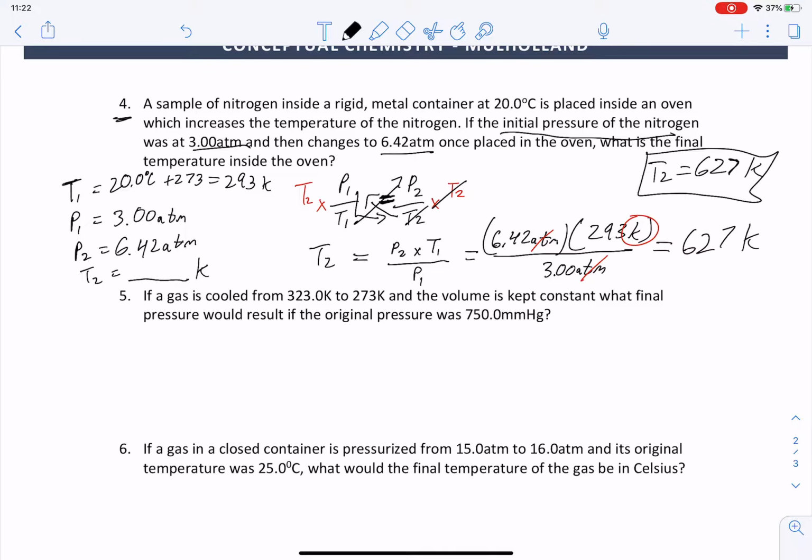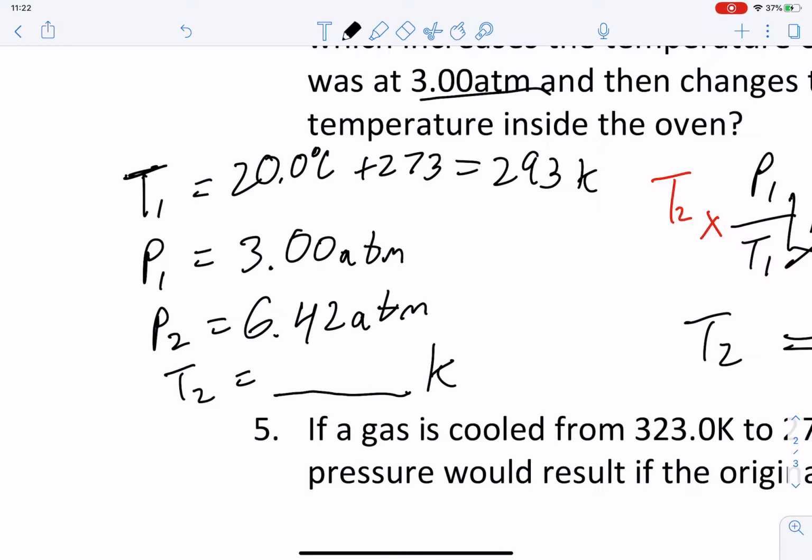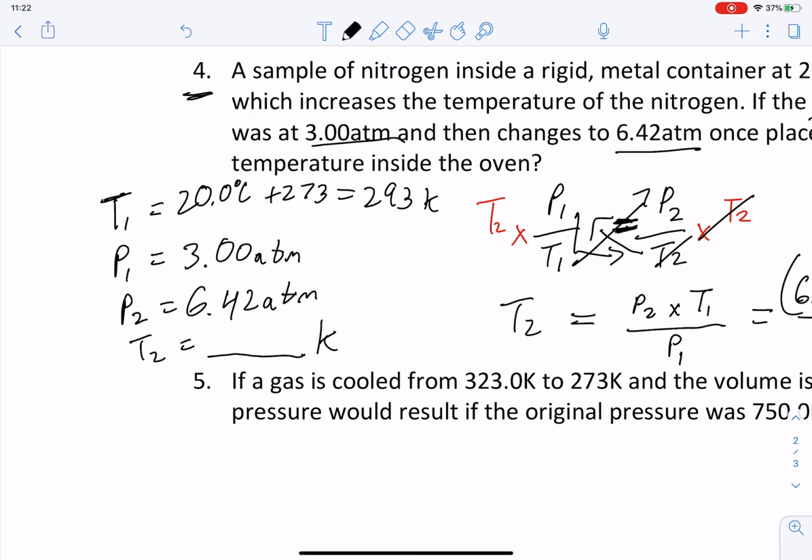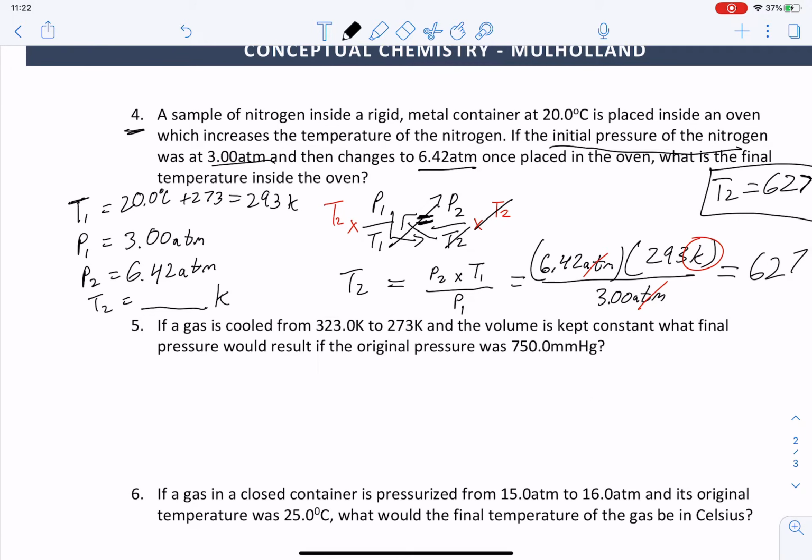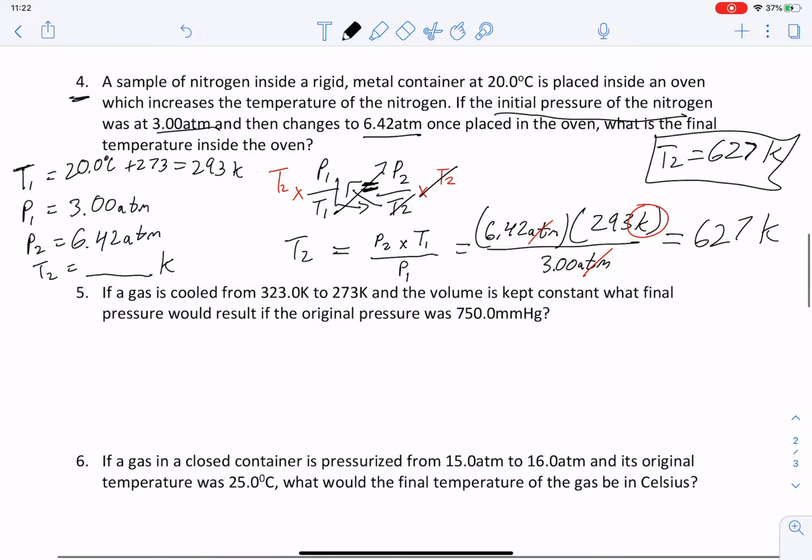Right, so always ask yourself too, does this make sense? What happened in this situation? Well, we went from 3 atmospheric units to 6, which means we're increasing temperature. If we're increasing temperature, we're increasing the number of times those molecules come into contact with the surface. The nitrogen comes into contact with the surface of its surroundings. So more pressure means those things are moving faster, so that means our temperature has to go up. And it does go up.